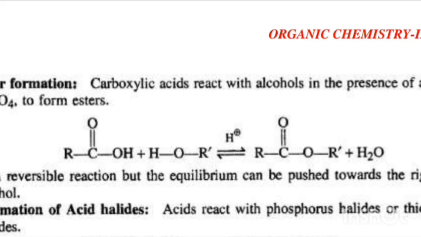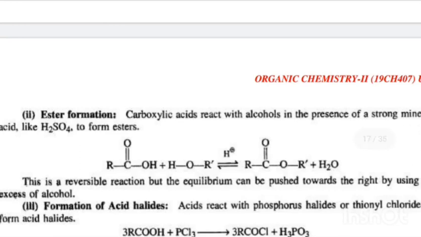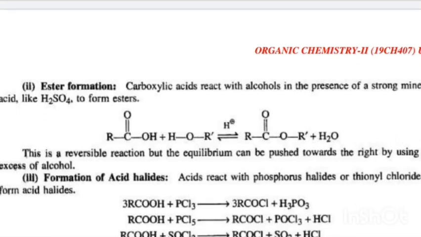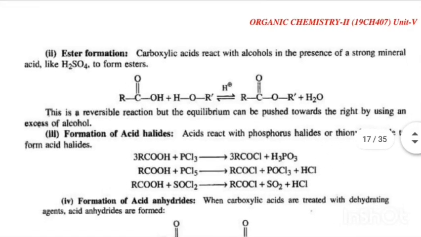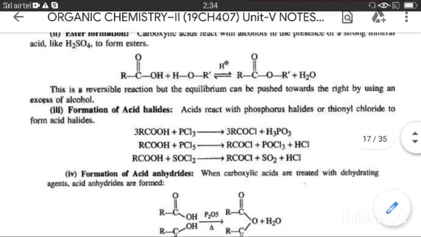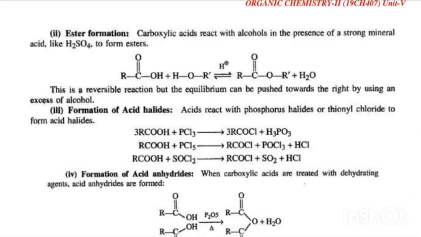The ester group is nothing but RC double bond O, OR prime. So this is called the ester group. This is ester formation. The third reaction of carboxylic acid is acid halide formation. For acid halides, we need halogenating agents. Here we can consider chlorine as the halogen in this case.